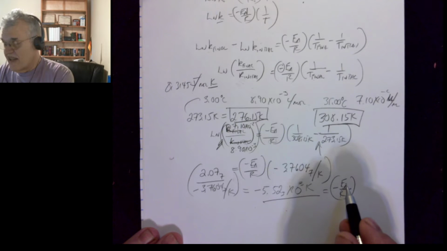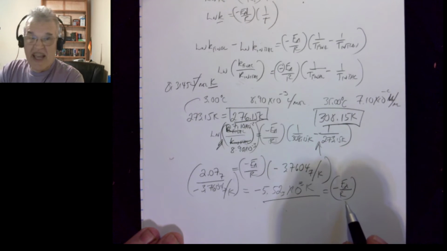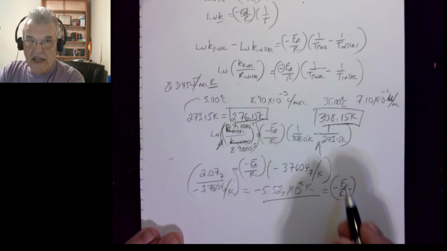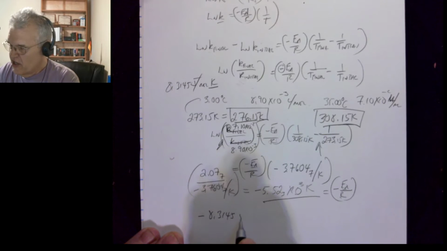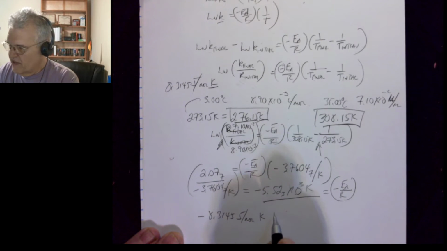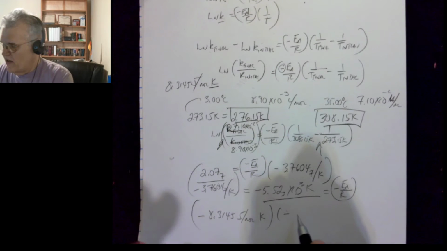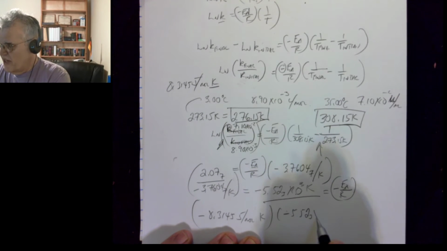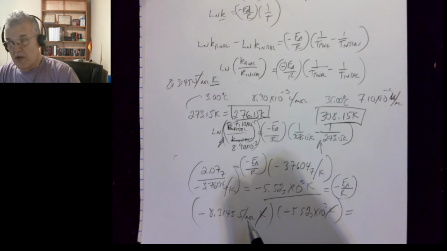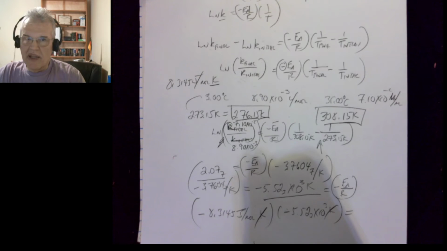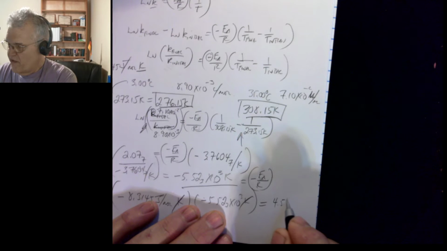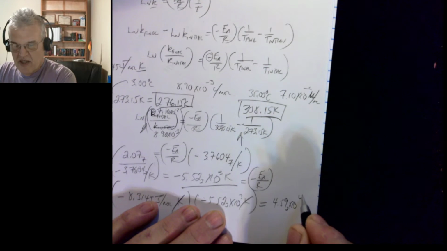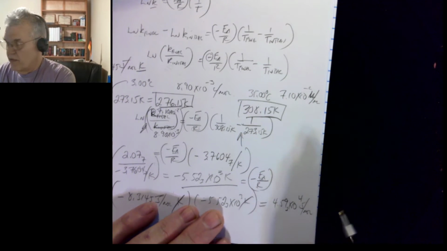So if we want to get the activation energy, EA, we have to take this value times negative R. Okay, so negative 8.3145 joules per mole Kelvin times my negative 5.523 times 10 to the 3 Kelvin. Kelvin cancels out. I end up with units of joules per mole, exactly what I wanted, energy, and I end up with 4.592 times 10 to the 4 joules per mole.